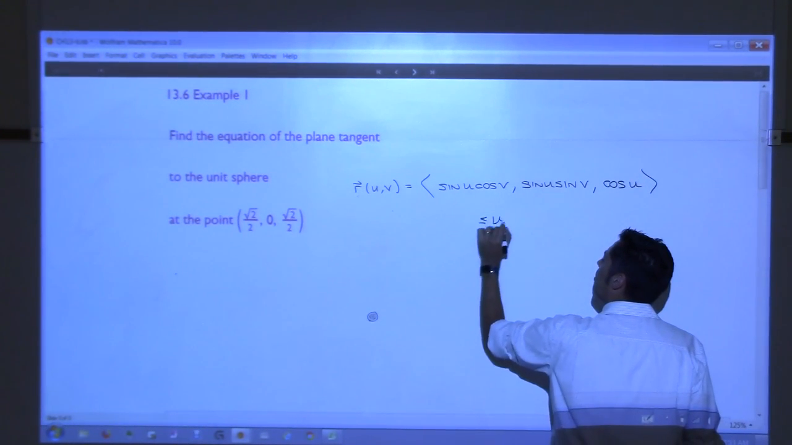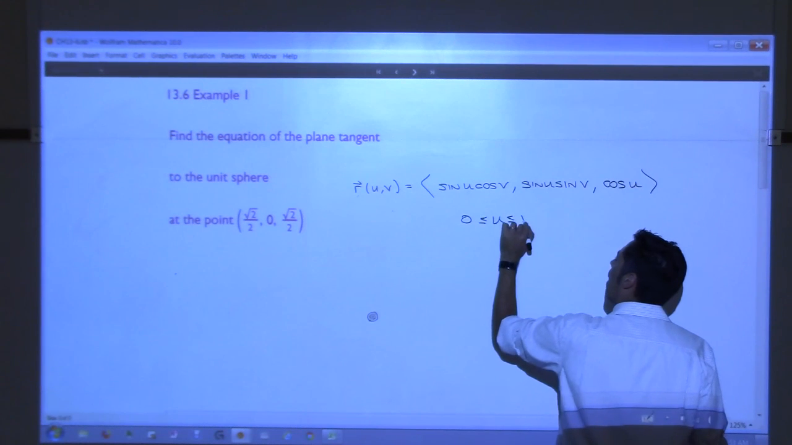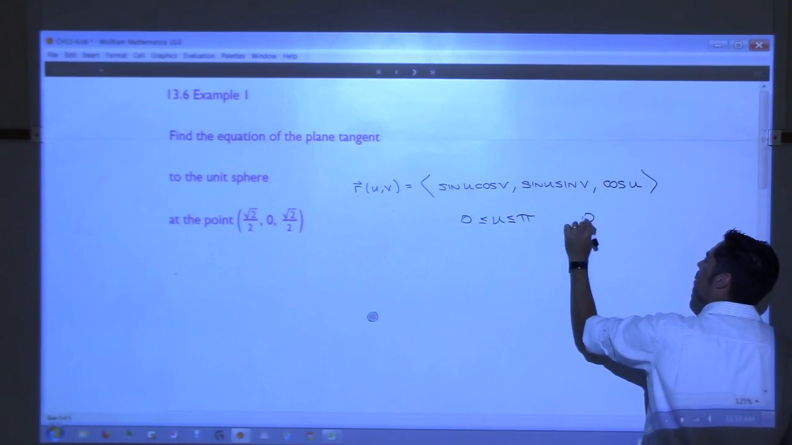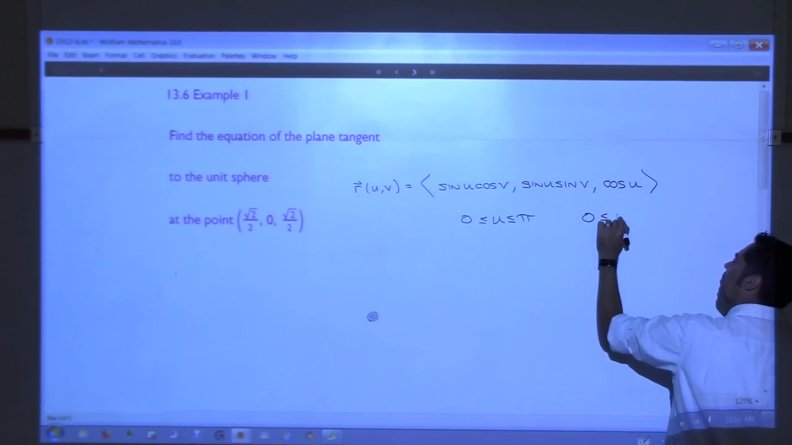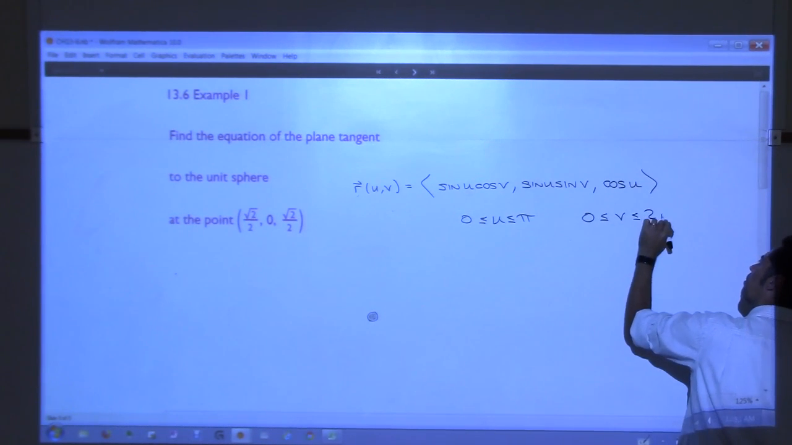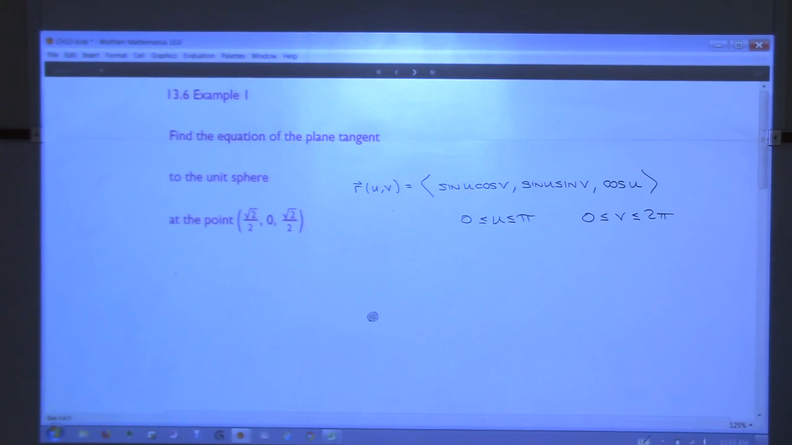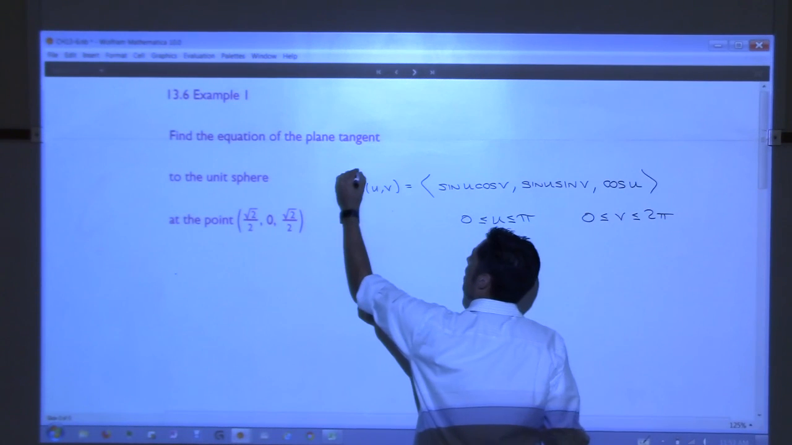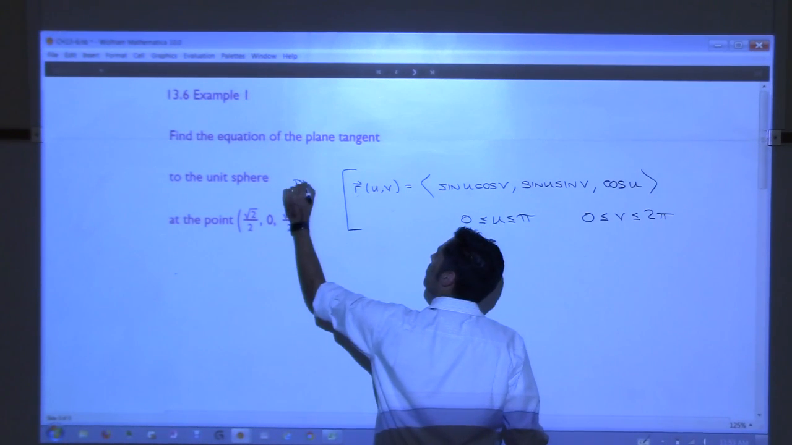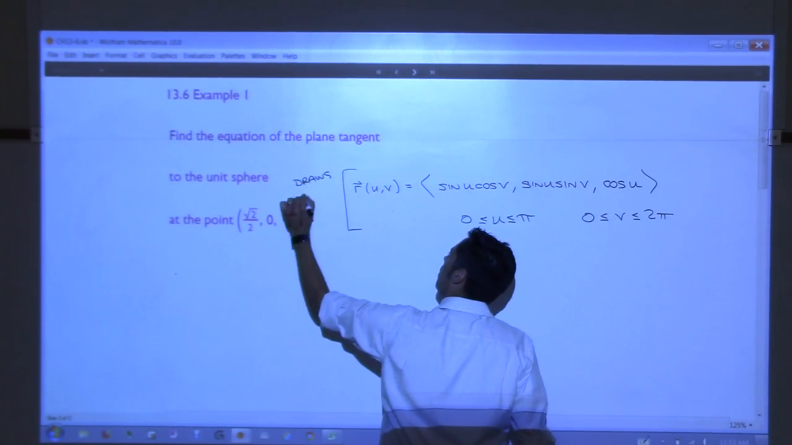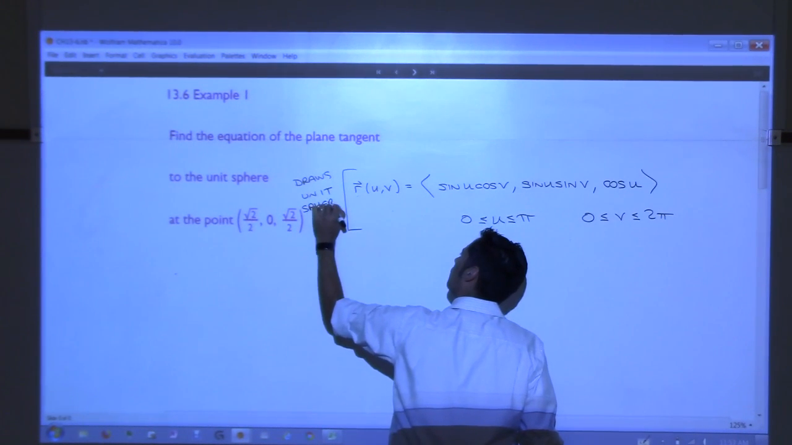And let's put our restrictions. U is acting like the phi, so it's between 0 and pi. And v is acting like the theta was, so 0 to 2 pi. Okay, that should draw me the unit sphere. This right here draws the unit sphere.